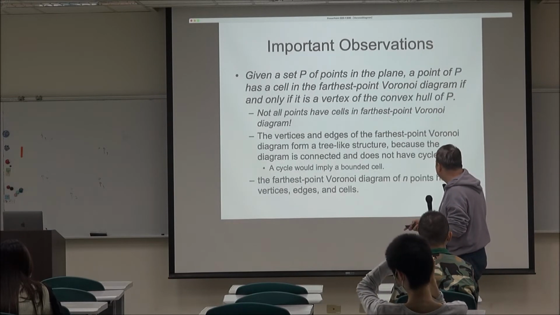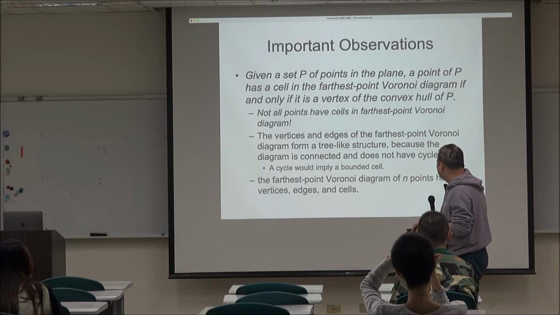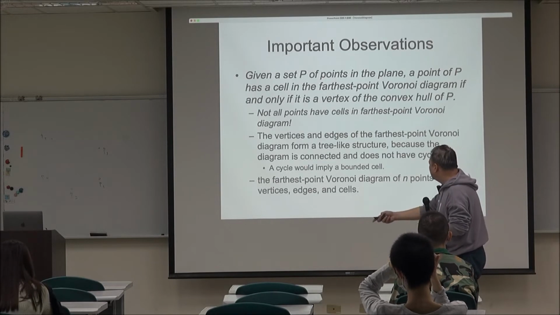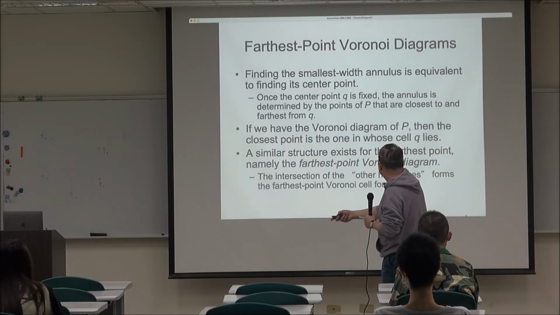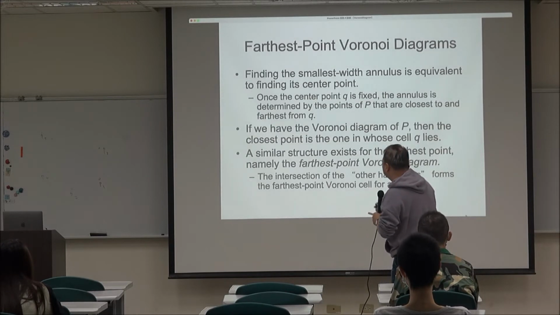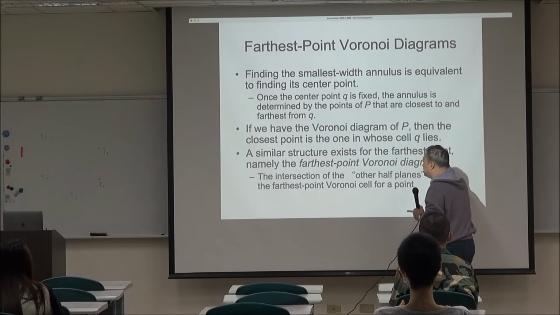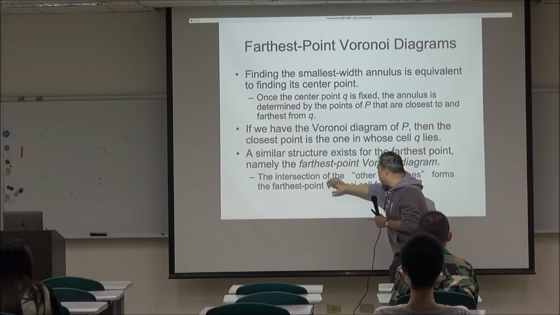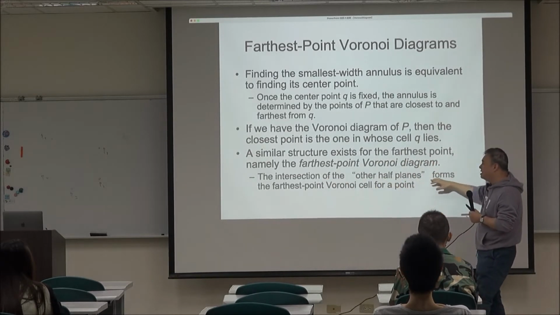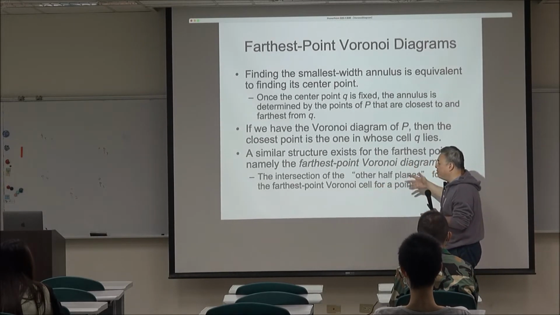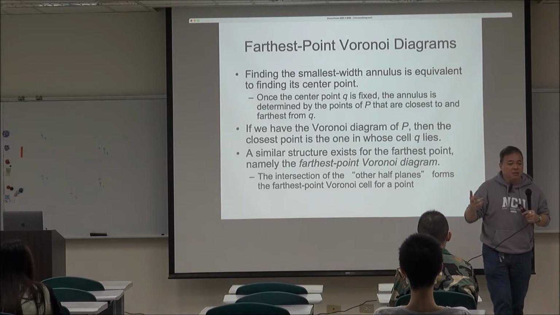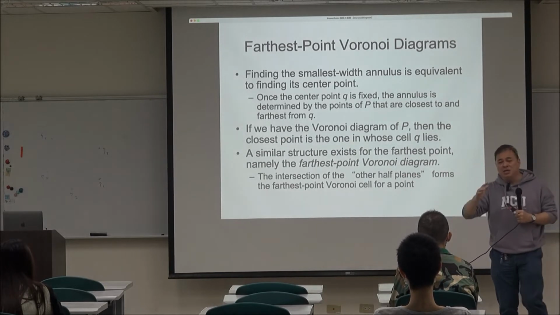I forgot, I think there's a statement I sort of skipped. Okay, the intersection of the other half planes forms the farthest point Voronoi cell for the point, the cell for that point. Okay, what do I mean by other half?